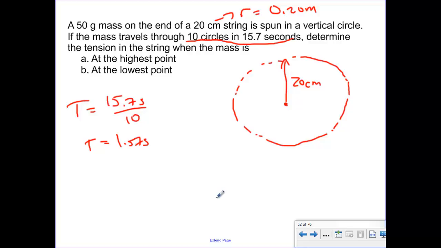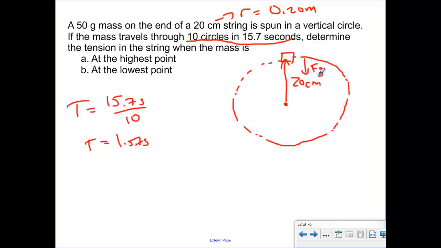Now we want to try to find the tension in the string at two different points: when the mass is at its highest point and when it's at its lowest point. Right now, the mass is probably at its highest point. What forces are acting on this thing at this particular point? Gravity's one. Tension's another. There's not really a normal force because this isn't sitting on the ground or anything like that. But at this point right here, you have gravity trying to pull it downwards.